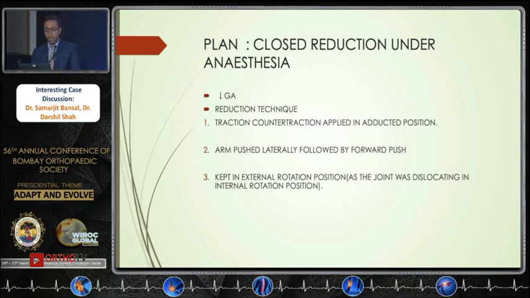So the reduction technique used was traction, with counter traction applied in an adducted position. Then the arm was pushed laterally, followed by a forward push. This resulted in the relocation of the shoulder joint, but it was kept in an external rotation position as the joint was dislocating in internal rotation of around 20 to 30 degrees.